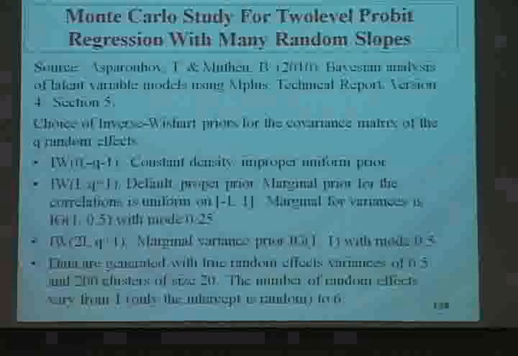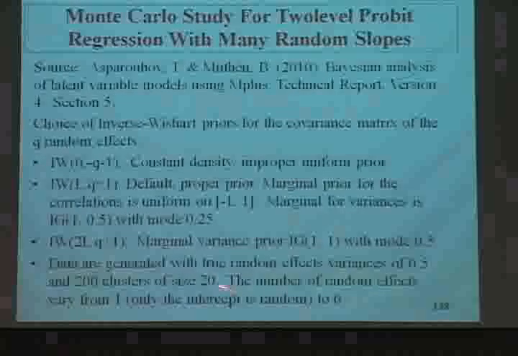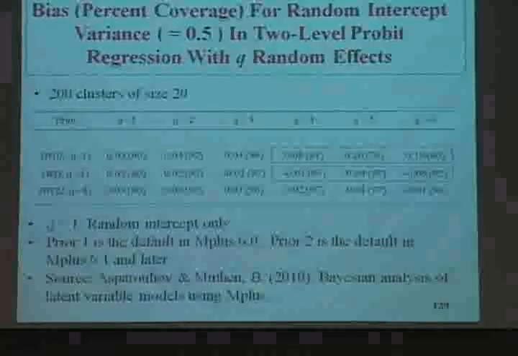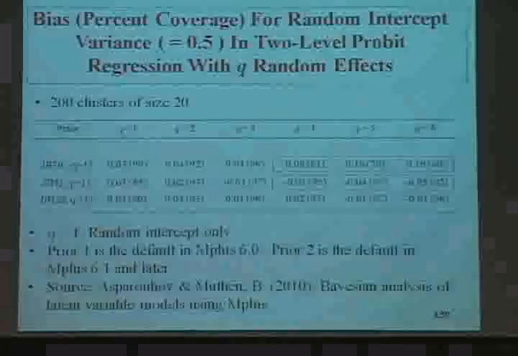And you're going to see that you can potentially have some effects of the prior, even though your sample size is large, right? It's 4,000, but in certain cases you will get some dependence on the prior. So we're basically varying in the simulation study the number of random effects from 1 to 6. And here are the results. Basically this is the bias for the random intercept variance, and that's kind of a representative parameter here.